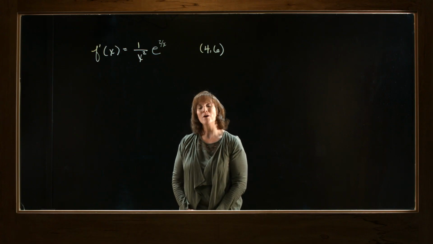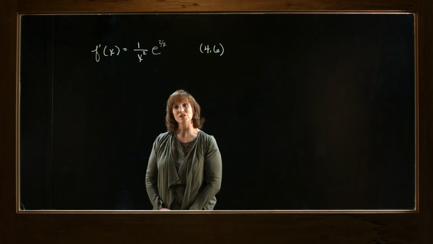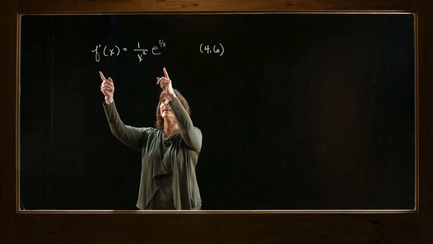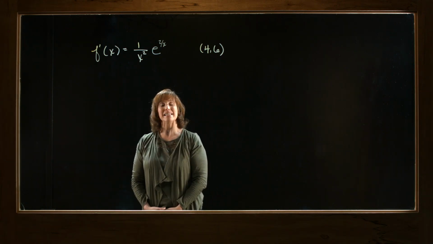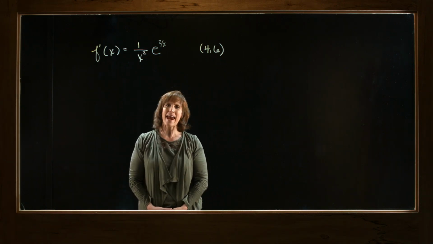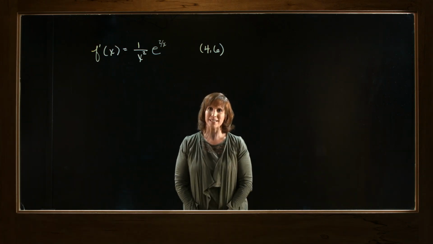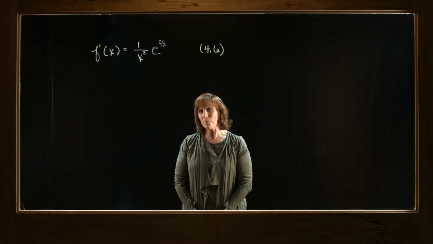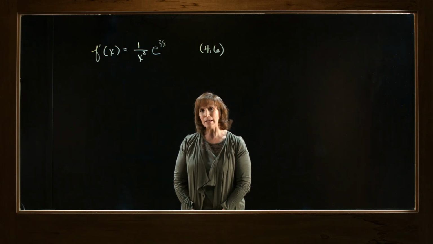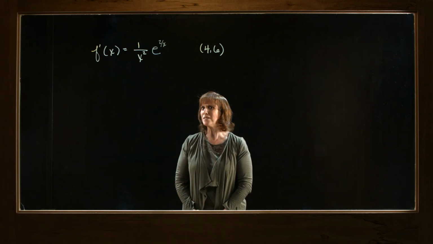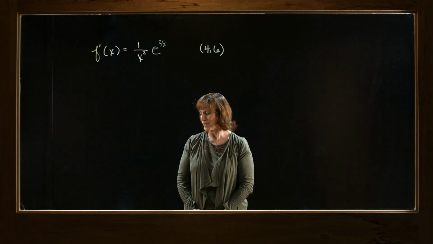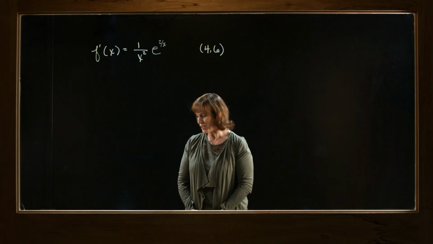Hi, I'm Cheryl Leach. In this problem, we're asked to find the equation of a function whose derivative is 1 over x squared times e to the 2 over x power and passes through the point (4, 6). Now, we've done problems like this before. However, the derivative that we're given keeps getting more complicated, which means we need more integration techniques. So let's go ahead and dive into it.